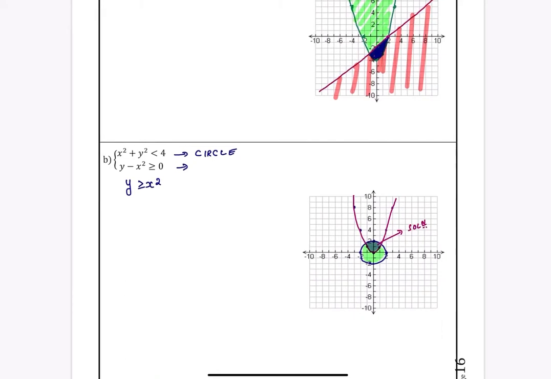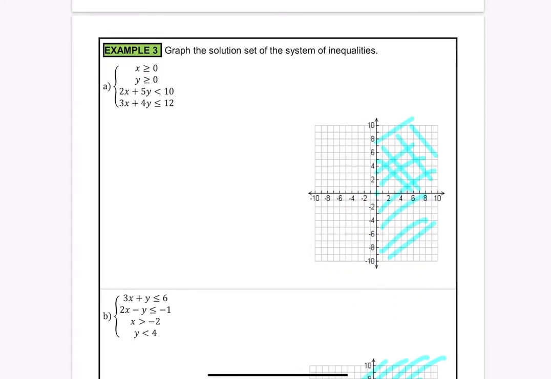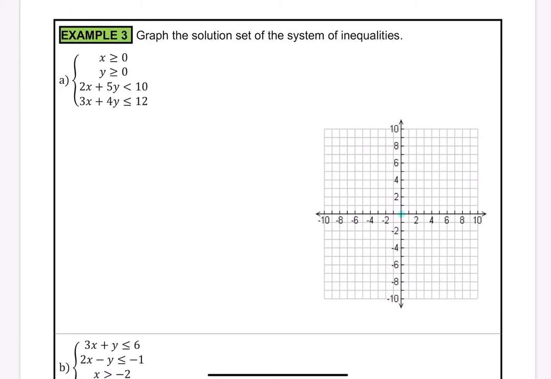All right, let's take a look at the next set of ones. How do we do this particular one? Here we have 4 constraints. The first one is x greater than or equal to 0. Here is the line, the x-axis, y equal to 0. This is the line y equal to x. This is the line, sorry, x equal to 0, which is the y-axis.